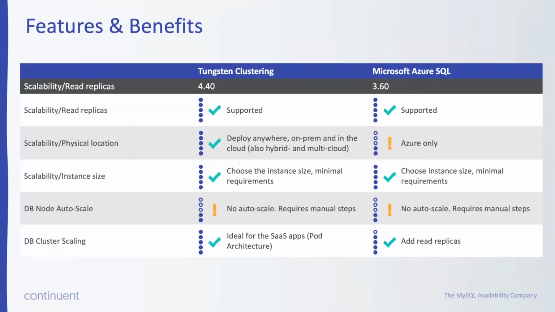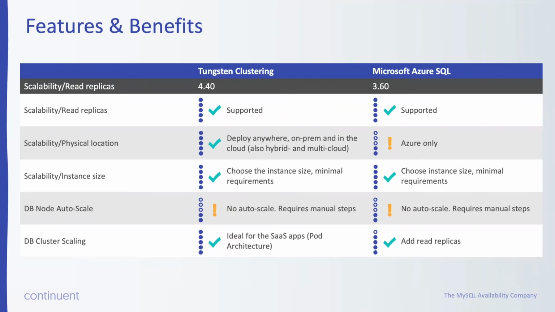Now, scalability, and this is leveraging read replicas. So both products do have read replicas, and both versions of Azure support read replicas. Where are these read replicas going to be located? Well, with Tungsten Clustering, we deploy anywhere. So it could be on site, in another cloud. You can span clouds, multi-cloud. Not a problem there. Obviously, in Azure, read replicas are only going to be in Azure. And they're only going to be in the same region if you choose Flexible Server for now.